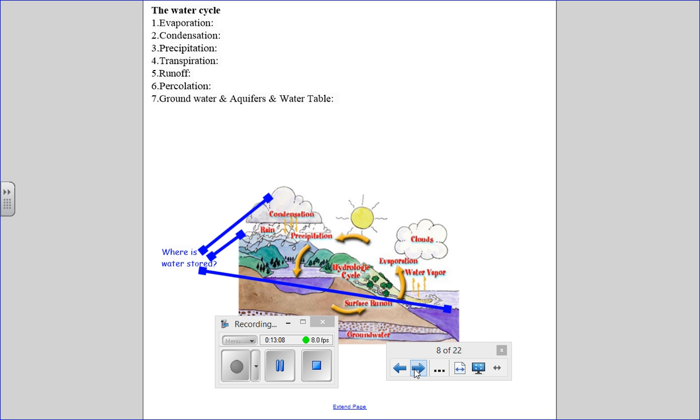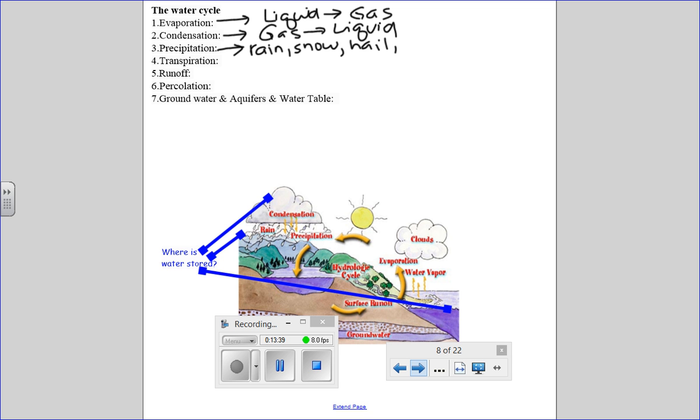Now this next slide is the water cycle, and I just want to remind you of a few words that you're probably familiar with. For example, the idea that evaporation is when water changes from a liquid to a gas. That condensation is when water changes from a gas to a liquid. That precipitation does not have to only mean rain. It can mean rain, snow, hail, sleet. Anything that is falling from the sky, basically, counts as precipitation.